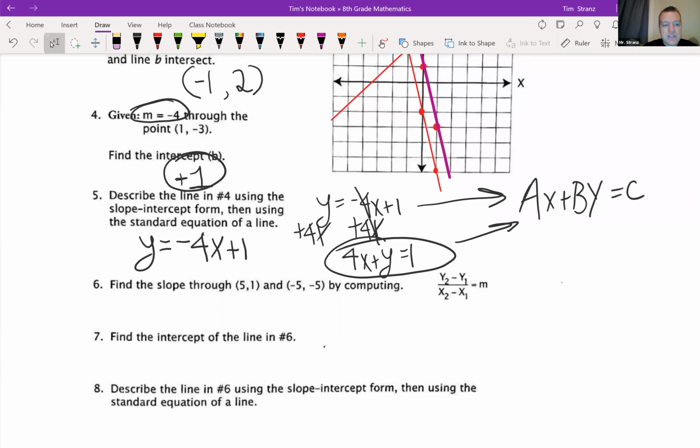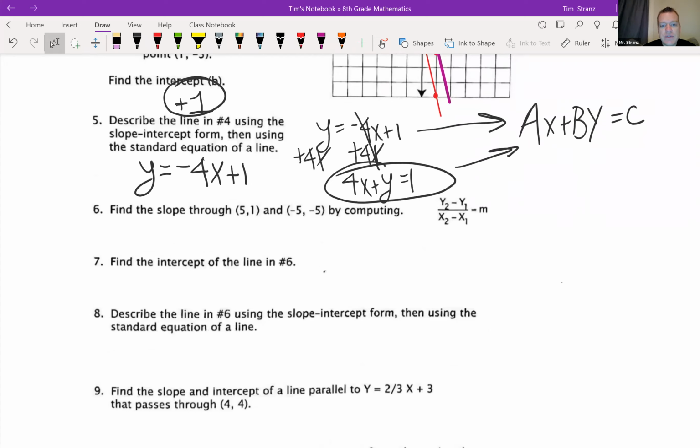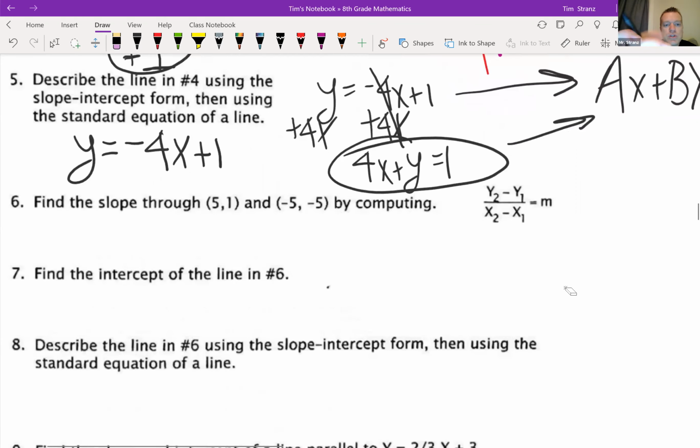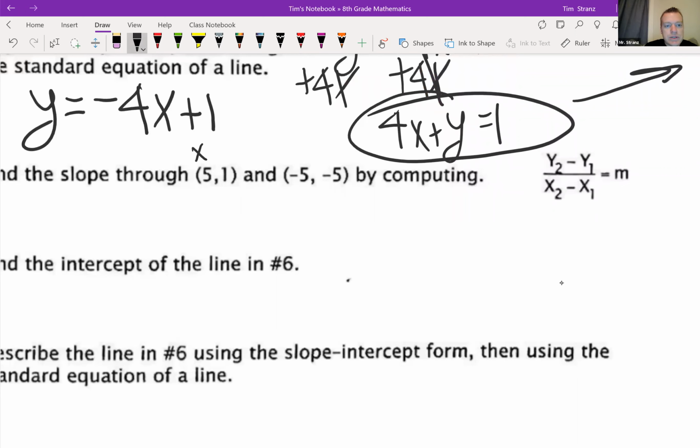Okay, number 6, find the slope through points (5, 1) and (-5, -5) by computing. And it tells you right here your equation for slope. So keep in mind, this is going to be my x value. This is going to be my y value. These are my first values. This is also going to be my x. It's going to be my second x value, and this is going to be my second y value.